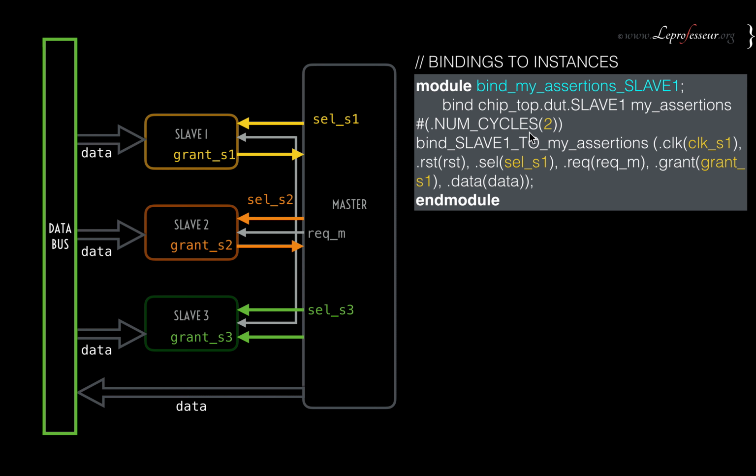So this one module, let me be very specific, the bind module, binds my assertion to the slave instance. I can define it that way.